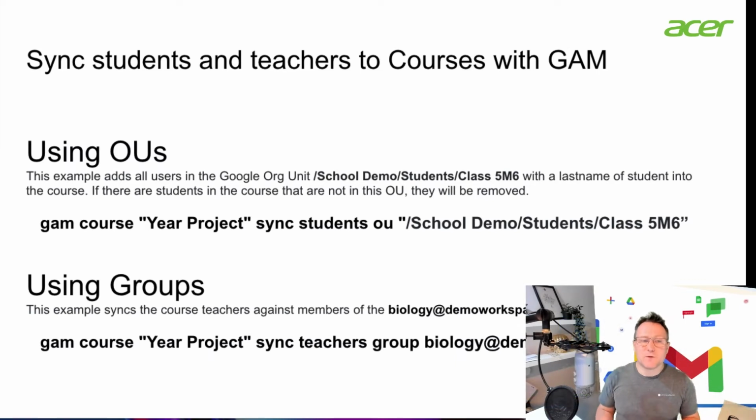To begin with, we're going to sync our users from an OU into our classroom. So we're going to sync from the course, and we're going to sync the students in from a particular OU. We're going to use the OU path, which I have in this demo, which is school demo /students /class 5M6. And we'll sync the students that are in that OU to become the roster in our Google Classroom. Any students that are not in that OU, but are in the roster, will be removed when it syncs.